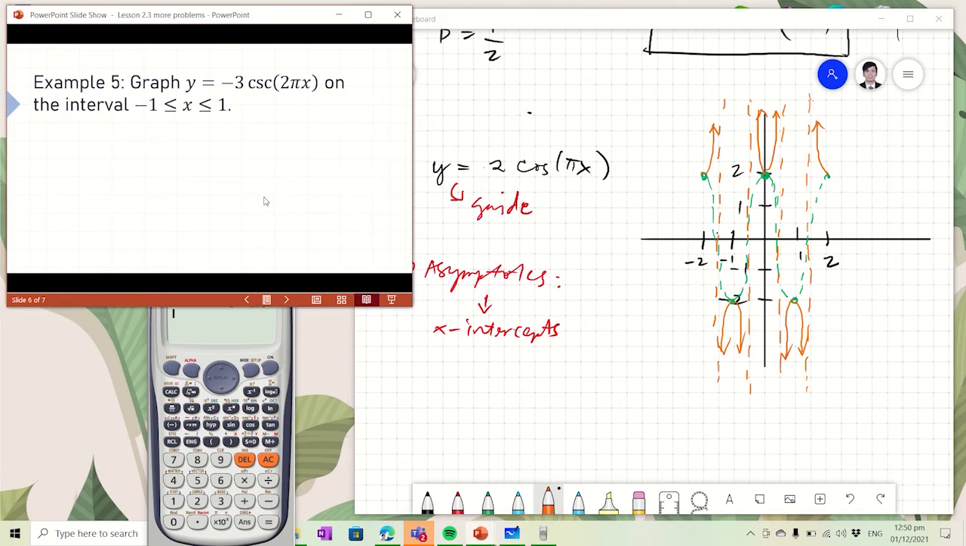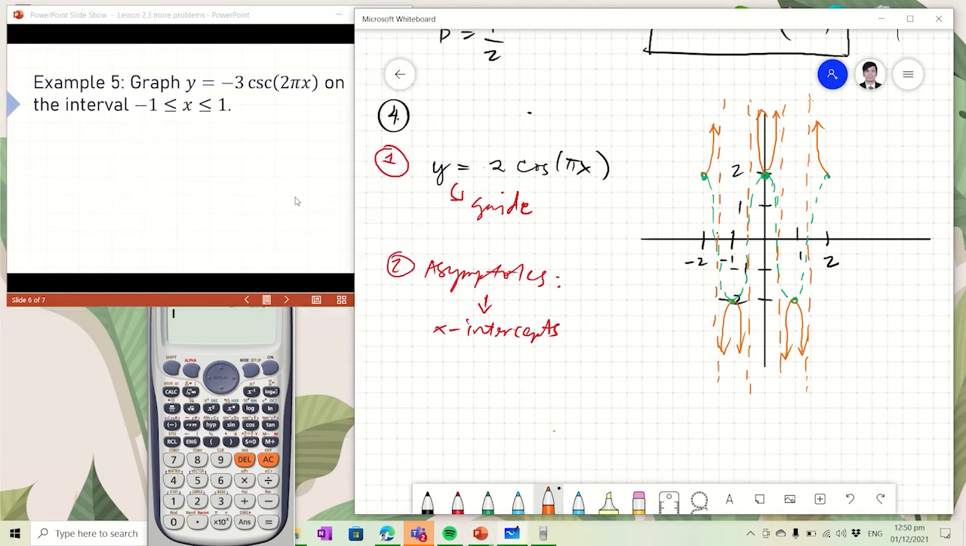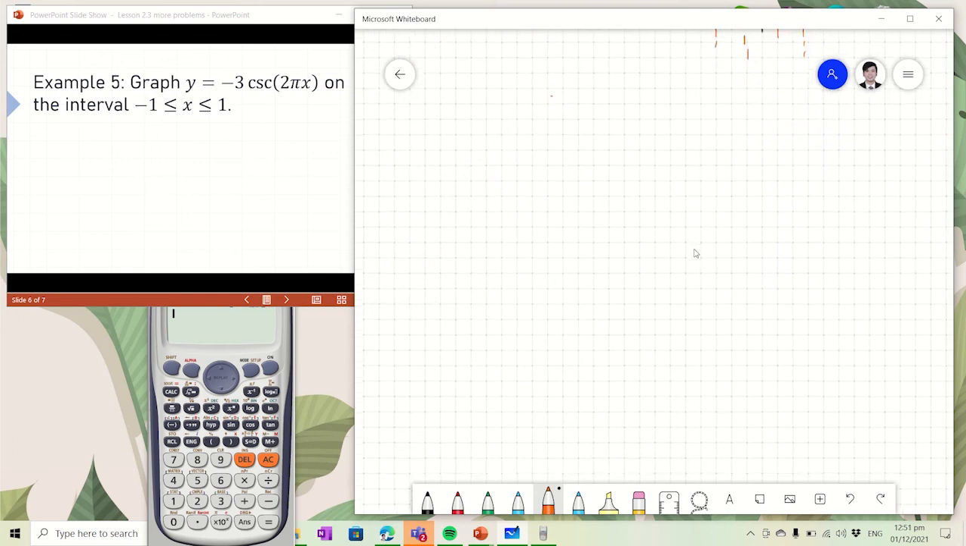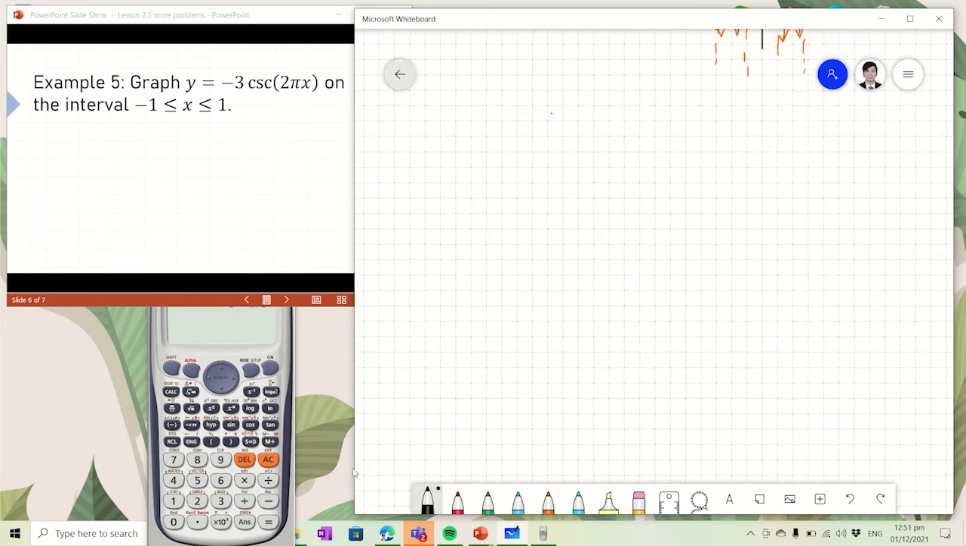Okay, let's have example 5. So, for example 5, we are now asked to graph y is equal to negative 3 times the cosecant of 2 pi x on the interval from negative 1 to 1. So let's start with step 1. Step 1 is to graph the corresponding guide function with a dashed curve or broken line. Broken curve, I mean.